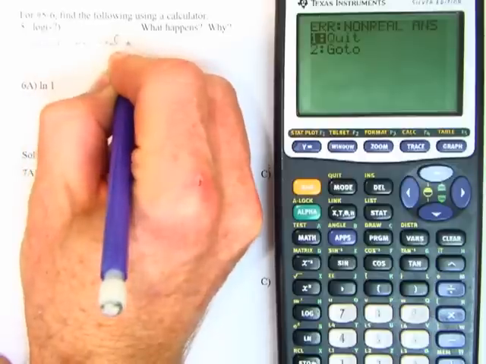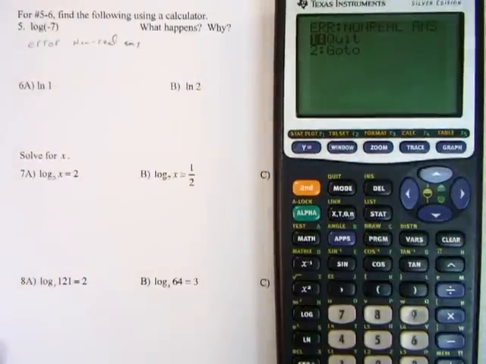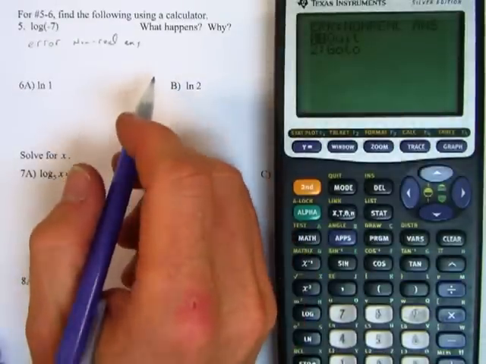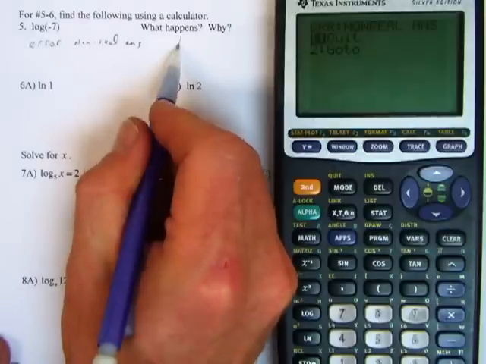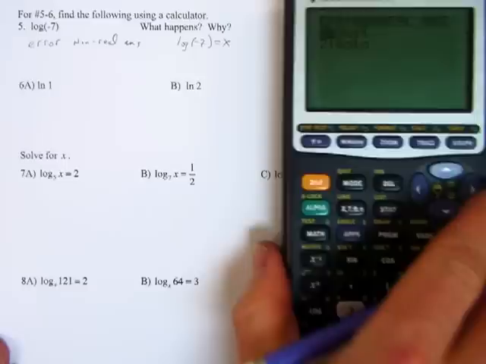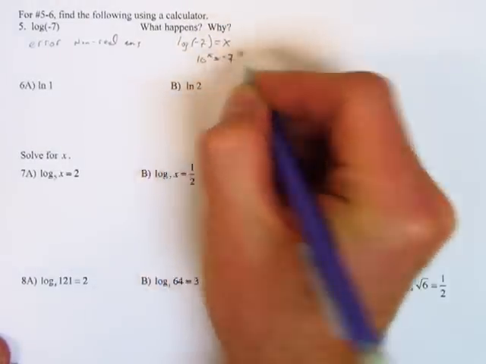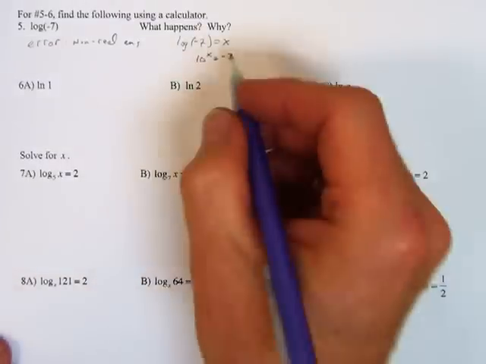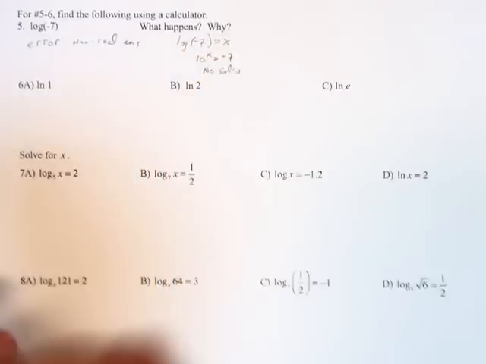Non-real answer. Why does it say that? What's going on with that? Well, we could look at this a couple ways. We could say that log of -7 equals x. Let me move our calculator for a second here. And we get 10 to the x equals -7. What can you raise 10 to get a negative number? There is nothing that you can raise that to, so there is no solution.